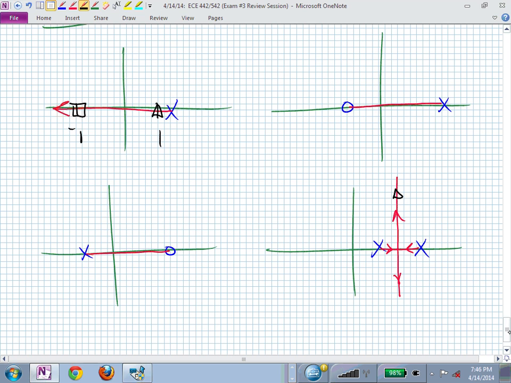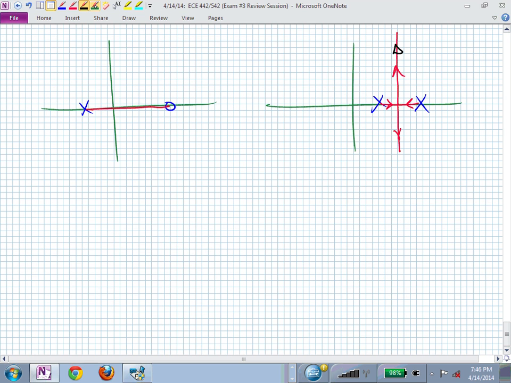What else do we have? And those just involved pretty basic pole and zero patterns. What if I give you this? What's the root locus look like? First, can you tell me which real axis segments belong to the root locus?